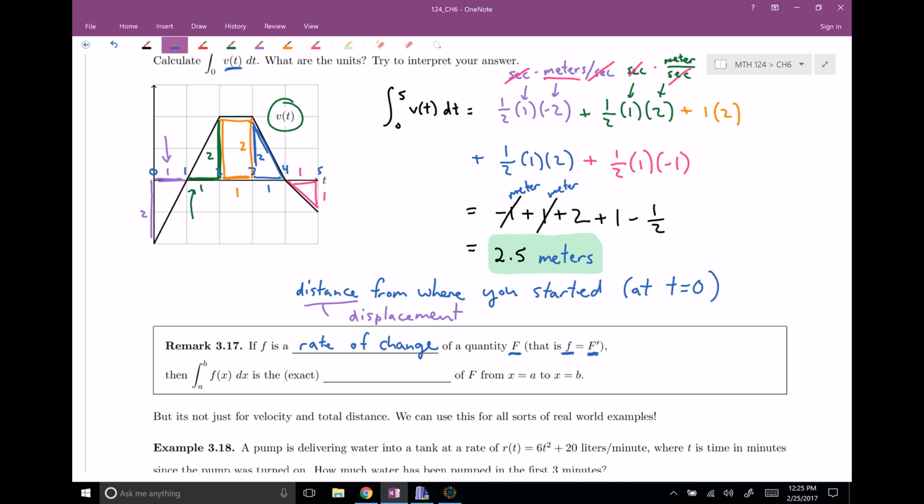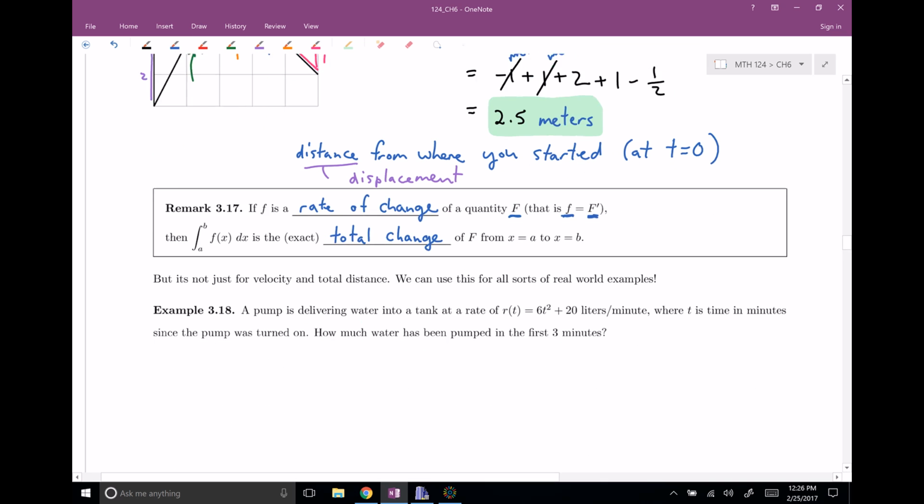Then the definite integral from a to b of f of x dx is the exact total change of capital F. In our case, it was distance. The total change of distance, which we're calling displacement sometimes, from x equals a to x equals b. So this tells us how this bigger function, capital F, is changing. It's not just velocities, actually. It's any old rate of change. So let me show you another example.